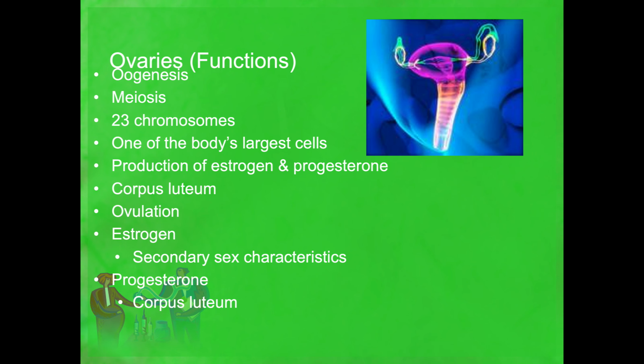The ovaries are the site for the production of estrogen hormone and progesterone hormone. Estrogen is for the development of secondary sex characteristics. So when estrogen begins to get secreted, that's when breasts begin to form. That's when the woman's voice may deepen a tad bit. That's when hair begins to form in those areas.